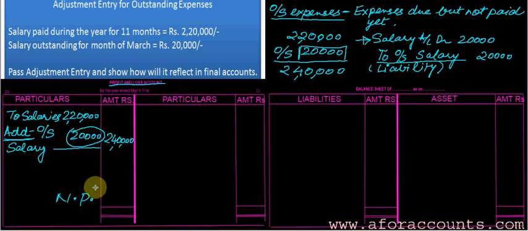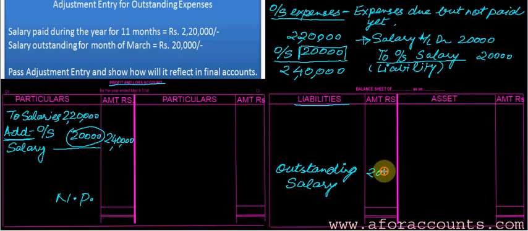And what about the treatment in the balance sheet? It is our liability. Outstanding salary is my current liability, because I have to pay it in future. So do you write to and by in the balance sheet? No, just write outstanding salary on your liability side, amount 20,000. So effect has been given in the profit and loss account as well as in the balance sheet.